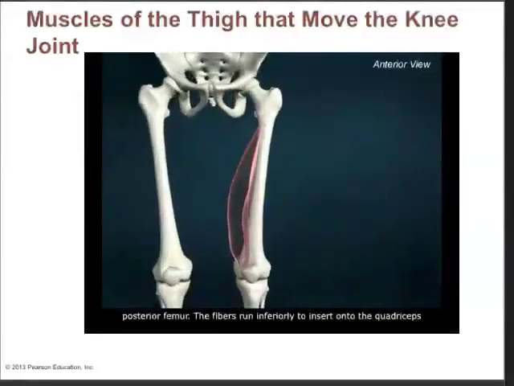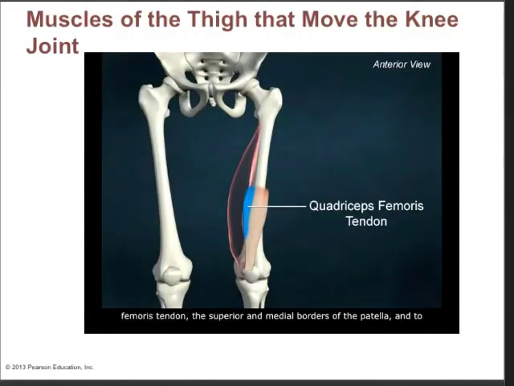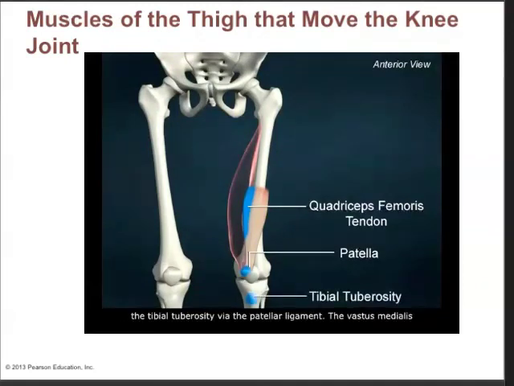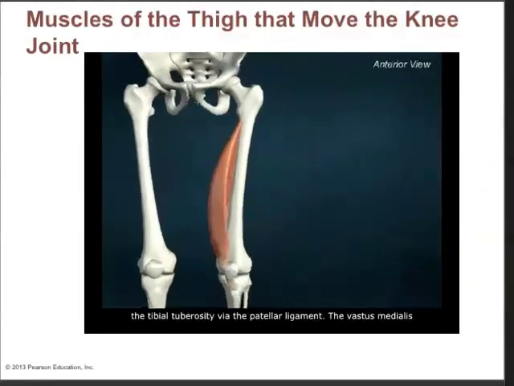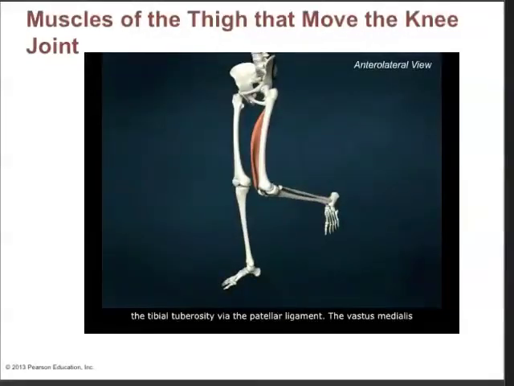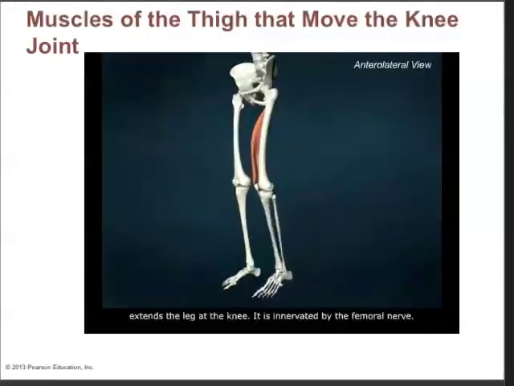The fibers run inferiorly to insert onto the quadriceps femoris tendon, the superior and medial borders of the patella, and to the tibial tuberosity via the patellar ligament. The vastus medialis extends the leg at the knee. It is innervated by the femoral nerve.